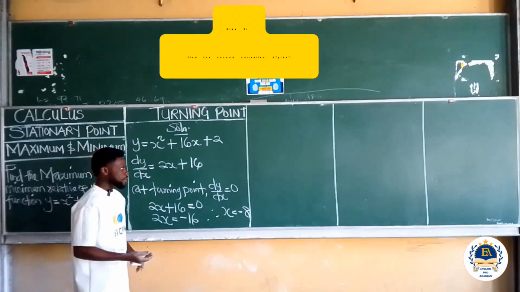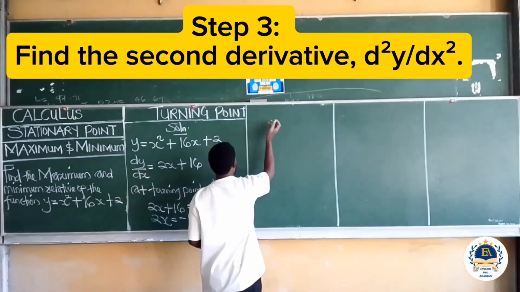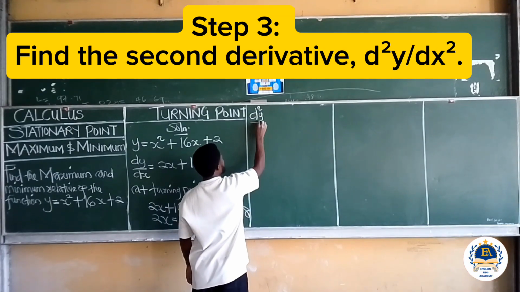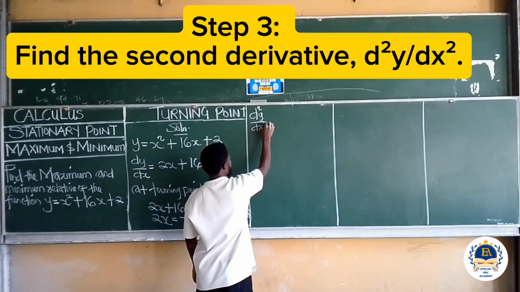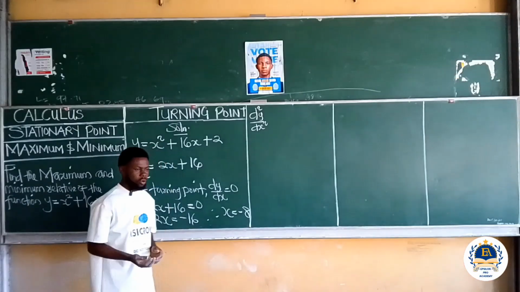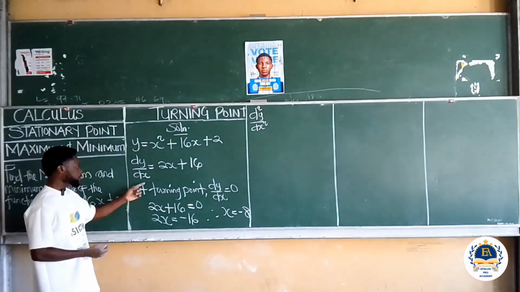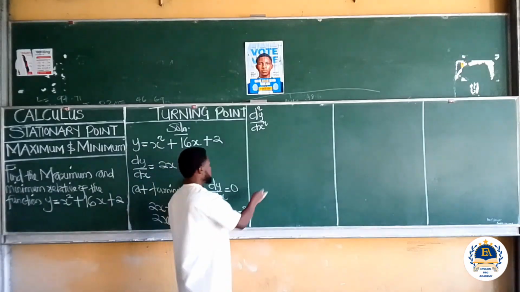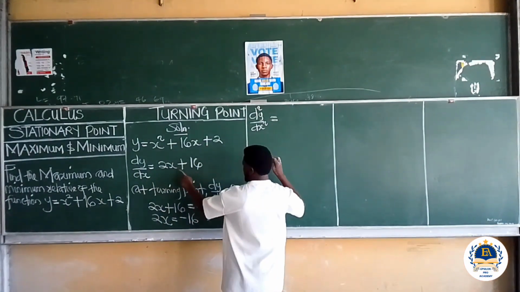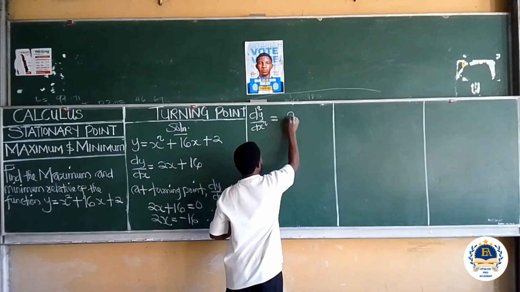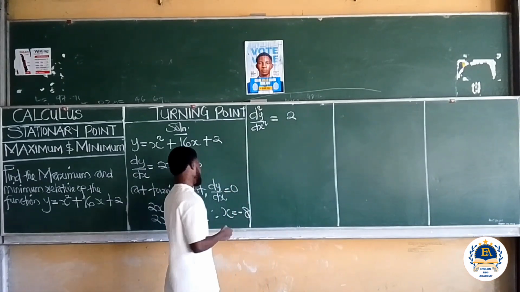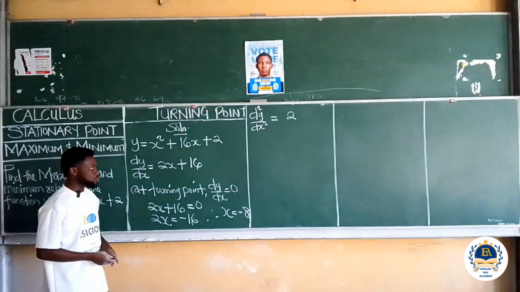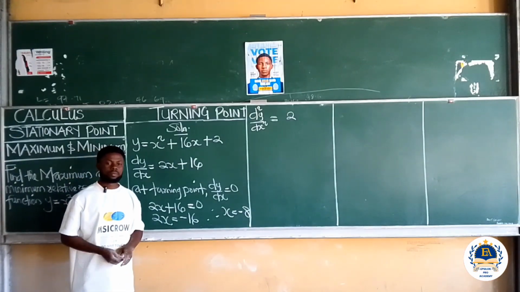Step number 3, find the d2y over dx squared. To find the d2y over dx squared, we have to differentiate this again. So if I differentiate 2x, I'm going to have 2. If I differentiate 16, I obtain 0. So the d2y over dx squared is equal to 2.